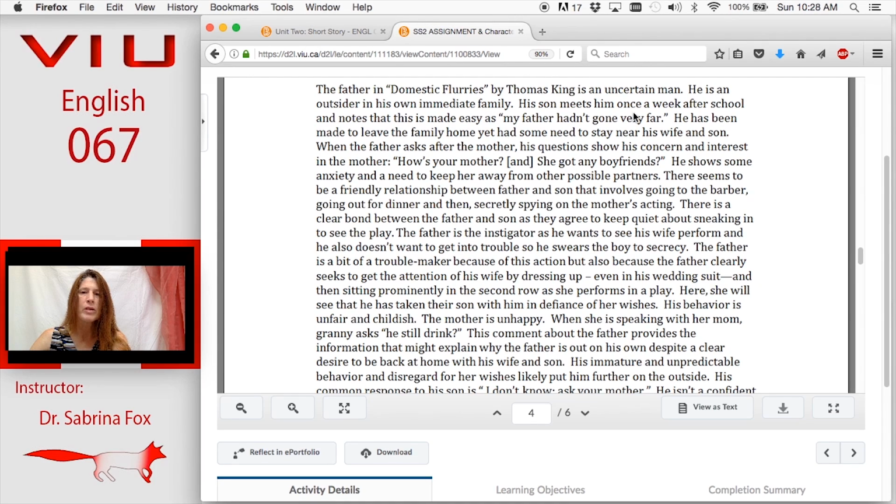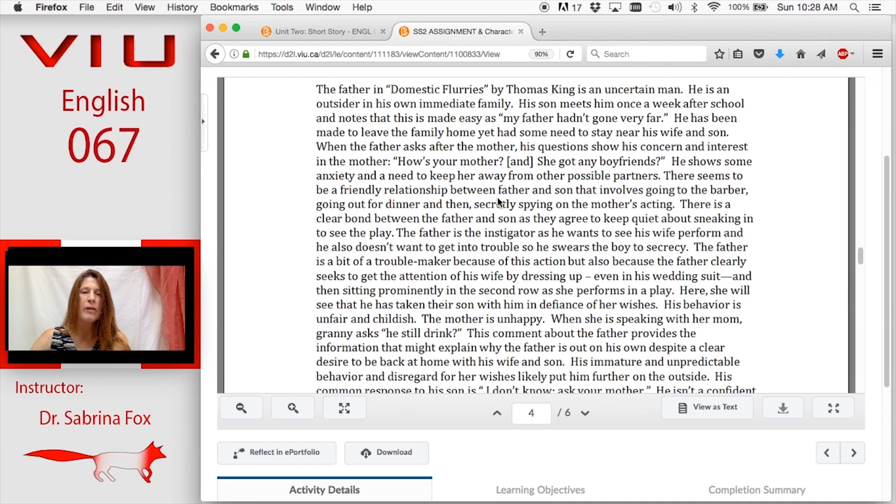His son meets him once a week after school and notes that this is made easy as, "my father hadn't gone very far." He's been made to leave the family home, yet had some need to stay near his wife and son. When the father asks after the mother, his questions show his concern and interest in the mother. "How's your mother, eh? She got any boyfriends?" He shows some anxiety and a need to keep her away from other possible partners.